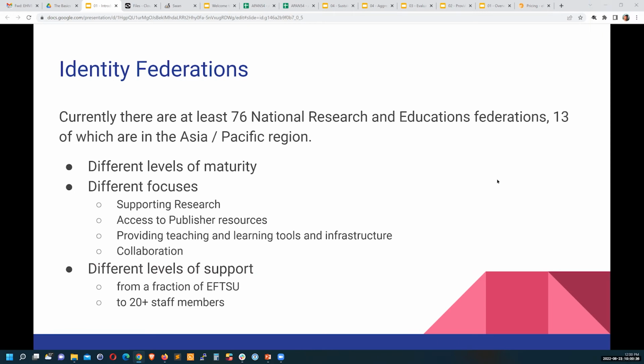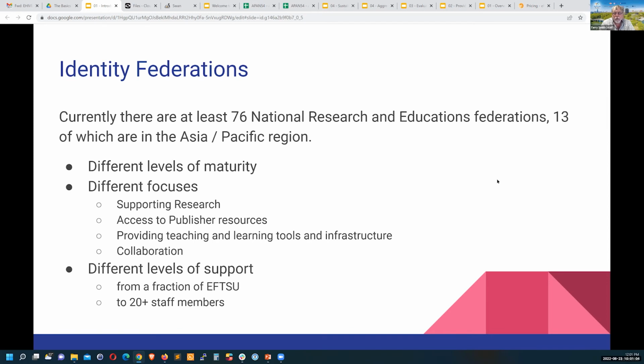So identity federations, there's plenty out there. At the moment, there's at least 76 national federations, of which 13 are in the Asia Pacific region. There's different levels of maturity of each of these federations, different focuses. Some are supporting research, some are supporting access to publisher resources, some providing teaching and learning tools and infrastructure, and some are focusing on collaboration tools.